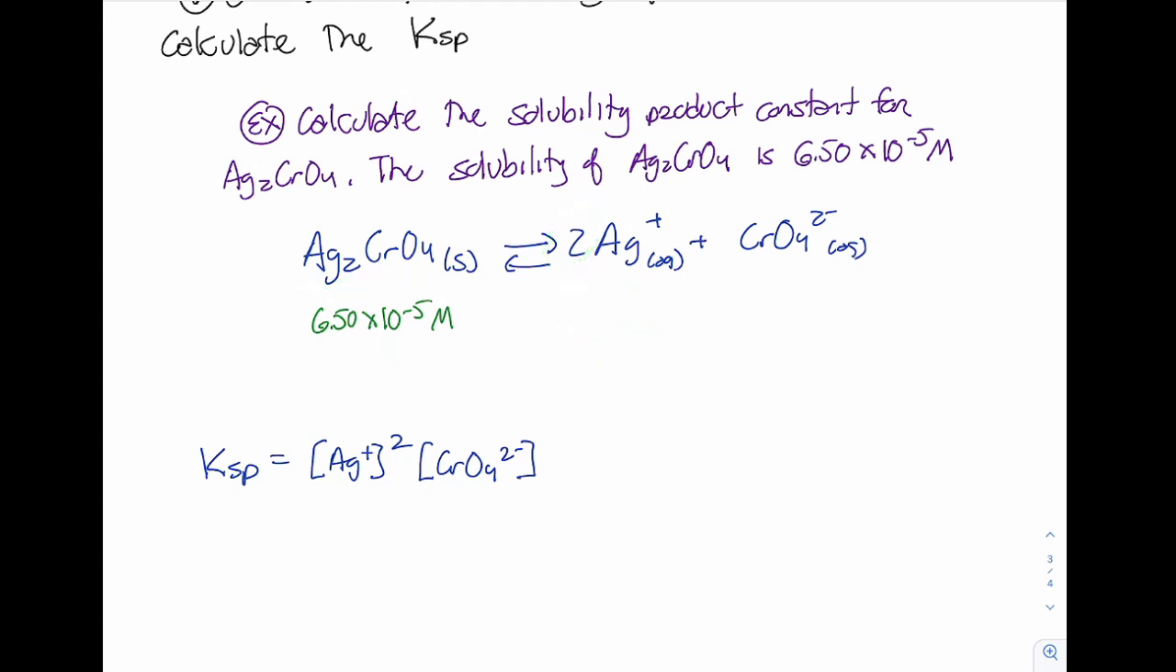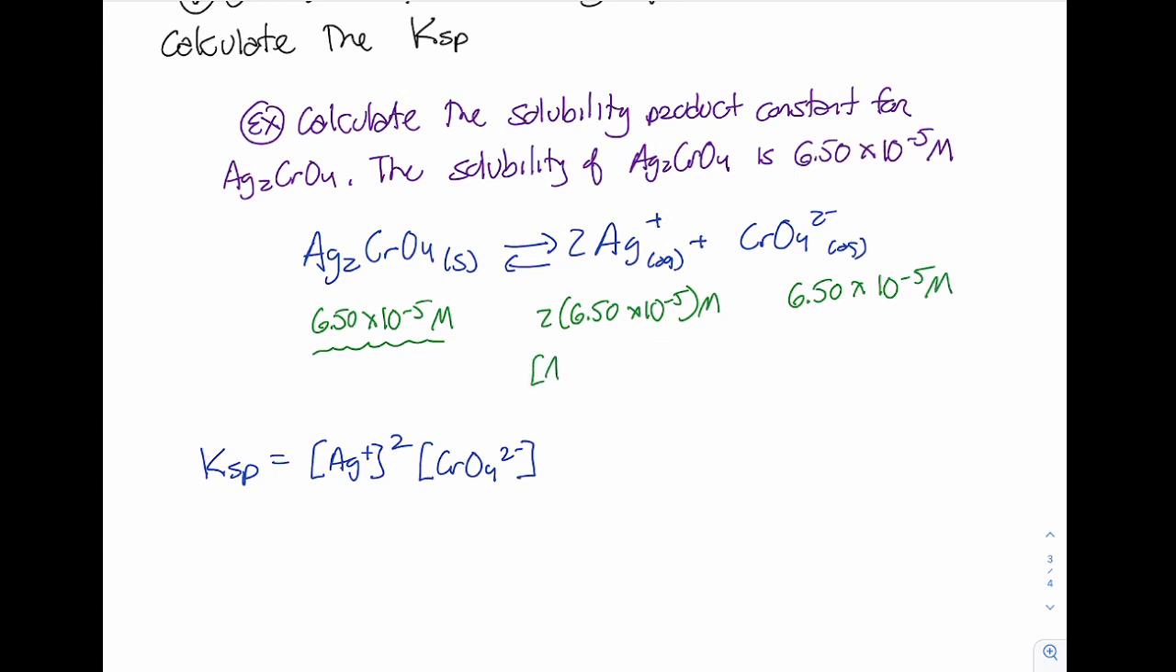So what that means for us is that if our concentration of silver chromate is 6.50 times 10 to the negative fifth molar, my concentration for silver is 2 times that number. Whatever the concentration of this is, twice that amount. So we're going to take 2 and multiply it by that to get the concentration. And then this one's a 1-to-1 ratio, right? There's a 1 there. So whatever the concentration of this one is, that's the concentration of chromate. So this is 6.50 times 10 to the negative fifth molar.